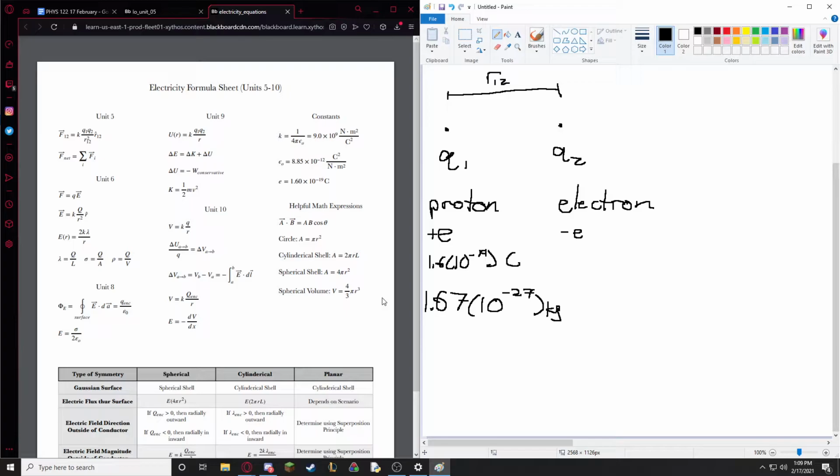It's about 1,000 times smaller. The value is, you guys can Google it, it's about 9.1 times 10 to the minus 31 kilograms.